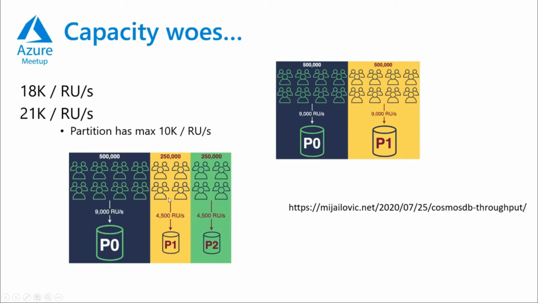Now, if you have perfect distribution of the load, it doesn't matter. But if a lot of your queries happened here, and now they're happening here, that sucks because previously you had 9,000 RUs to handle that. Now we have 4,500, which is a big difference.